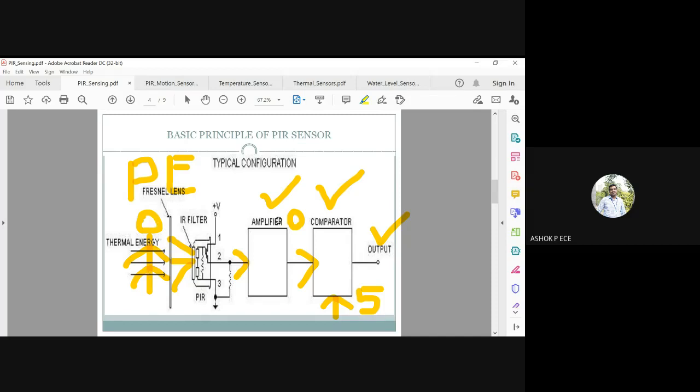When a human being is there, assume the amplifier output is 10 and the threshold is 5. 10 is more than 5, so it will start blinking, or you can blink LEDs to display that there is a human being present in the surroundings. So this is the basic explanation of the PIR sensor setup.